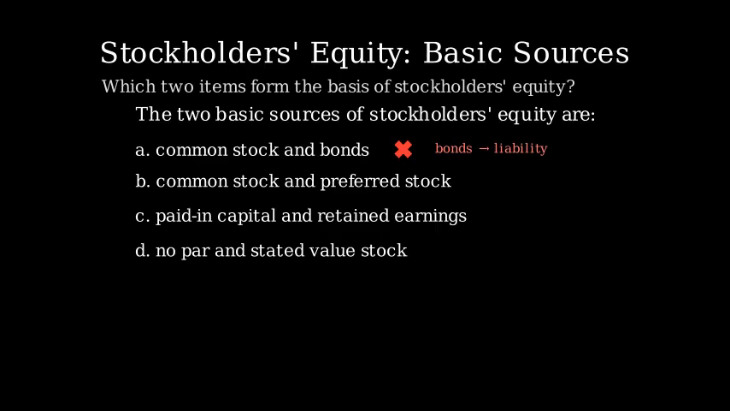Option B lists two types of stock, common and preferred. Both are equity accounts. But this choice is incomplete because it doesn't mention the earnings that the company has retained. So option B is not the best answer.